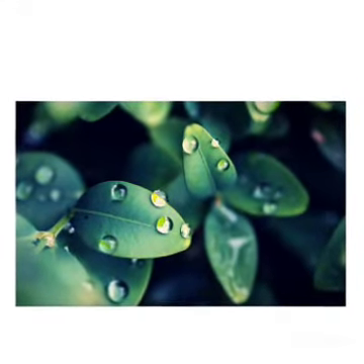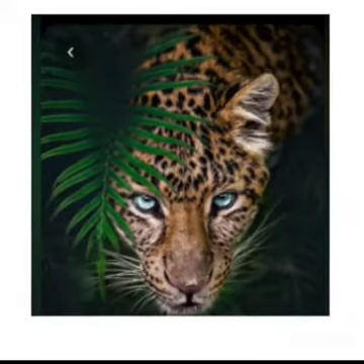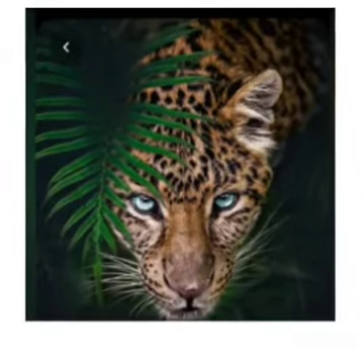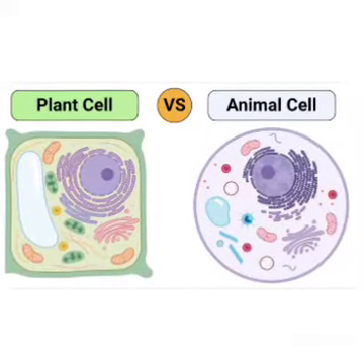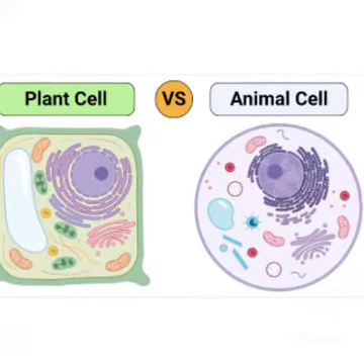Today we are going to start with the plant tissue. When you see plants and animals, there is quite a bit of difference that is clearly visible, and therefore the internal cell structure of both these organisms also differs.